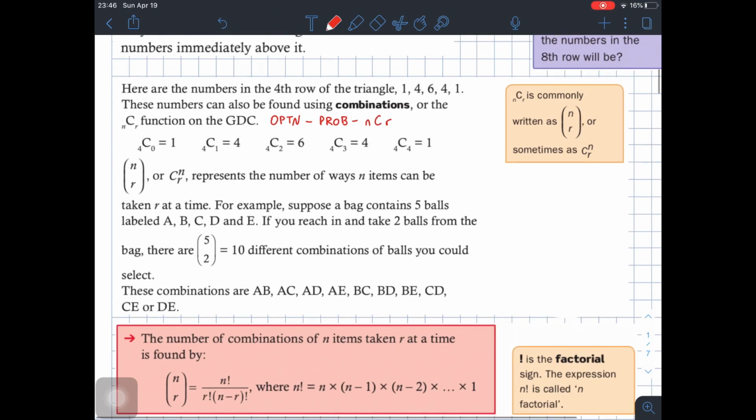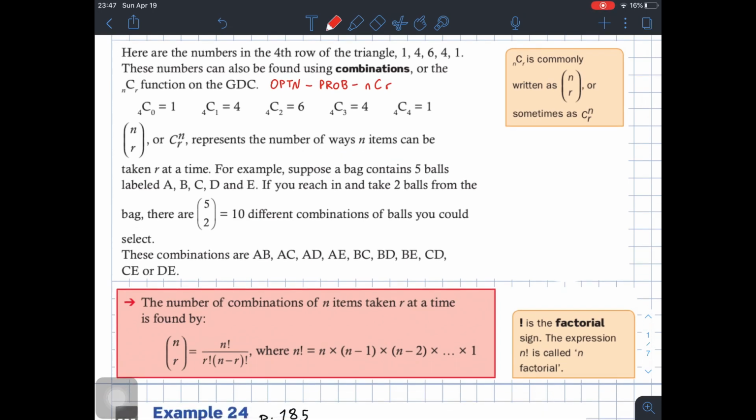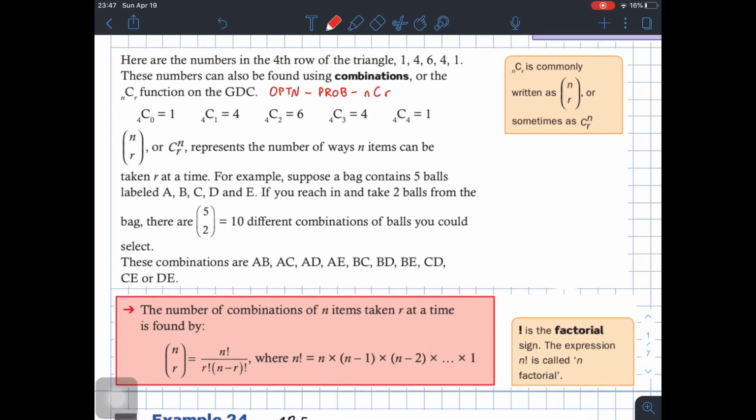So it says, these are different ways of expressing the combination. We could write it as nCr, or we could write it also like this, n r in parentheses, like if it was a vector. And sometimes it is even written like this, nCr, vertically, okay? Then it says, nCr represents the number of ways n items can be taken r at a time. And here's an example. This is the real life application of this combination, or combinatorics is the name we give this.